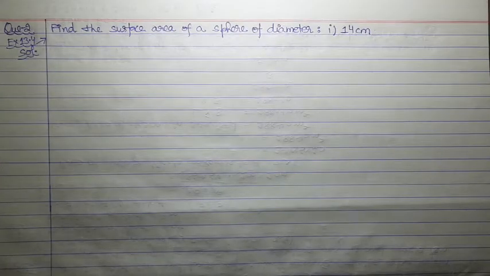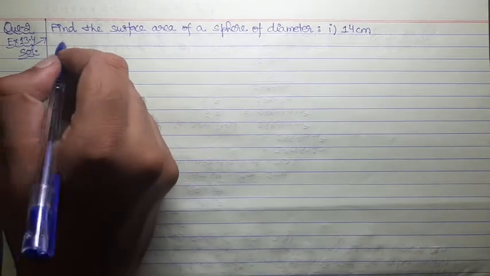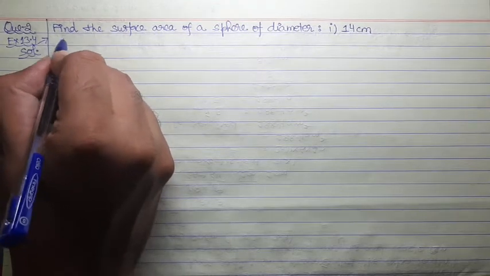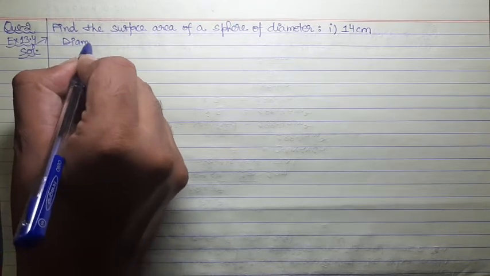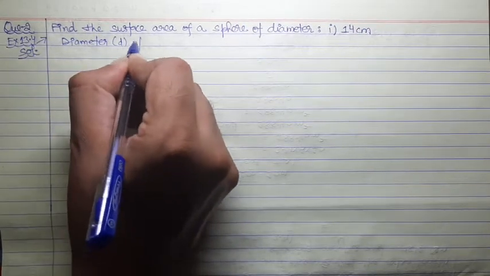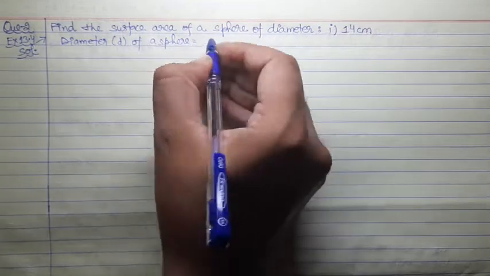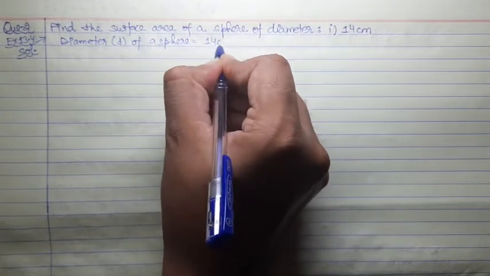Exercise 13.4, question number 2. Find the surface area of a sphere of diameter 14 centimeter. Here, diameter of a sphere is equal to 14 centimeter.